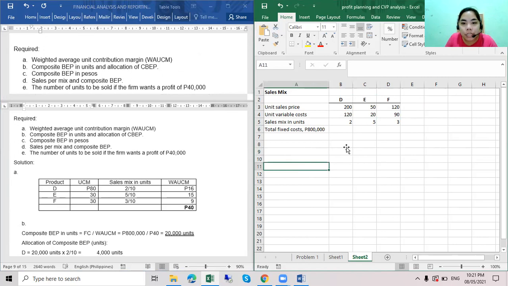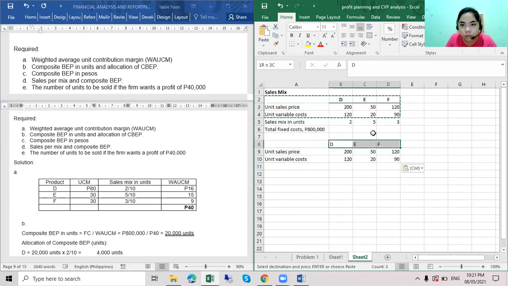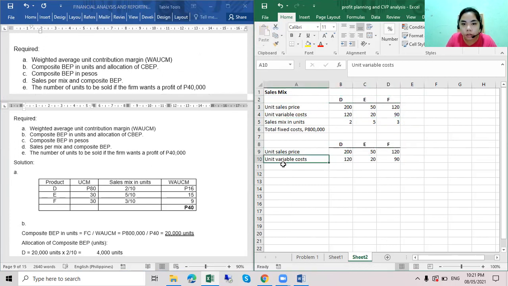So, di ba may CM siya isa-isa? So we have to copy this para makuha ta. So contribution, makuha ta dala ang contribution nila isa-isa. Na sa class magkuha. And we have here 120 and this. So contribution margin ni D is 80, contribution margin ni E is 30, contribution margin ni F is 30.